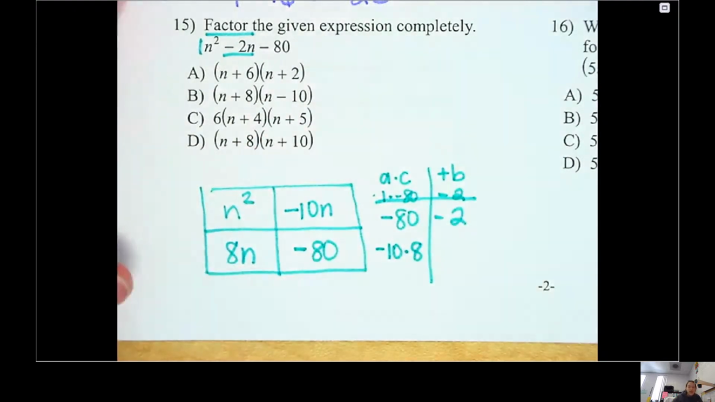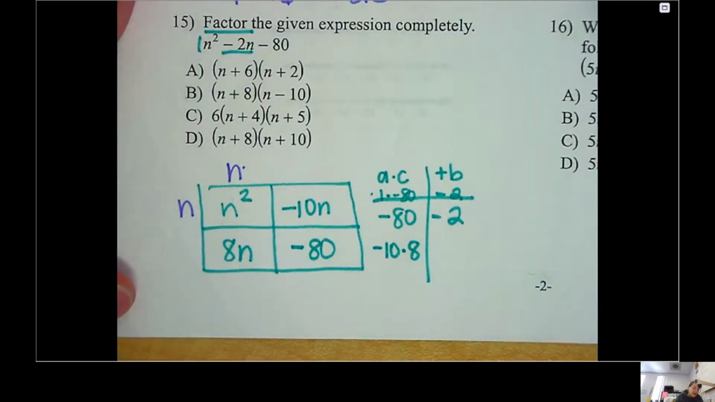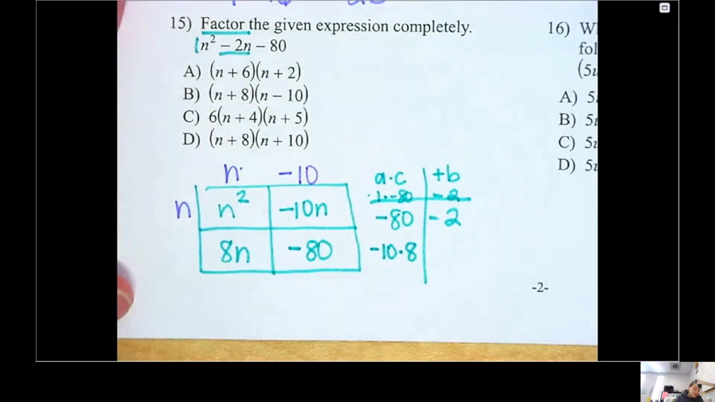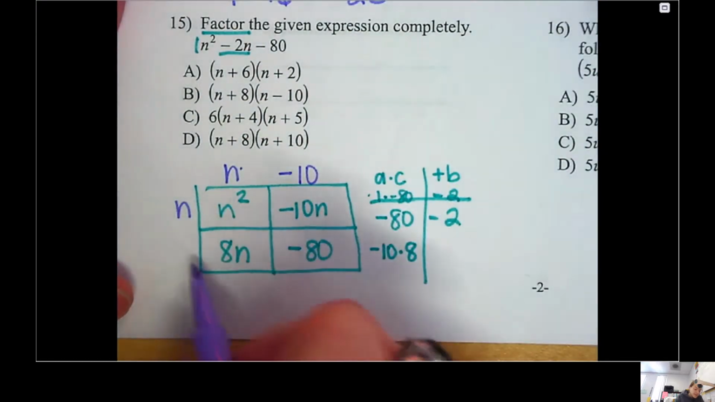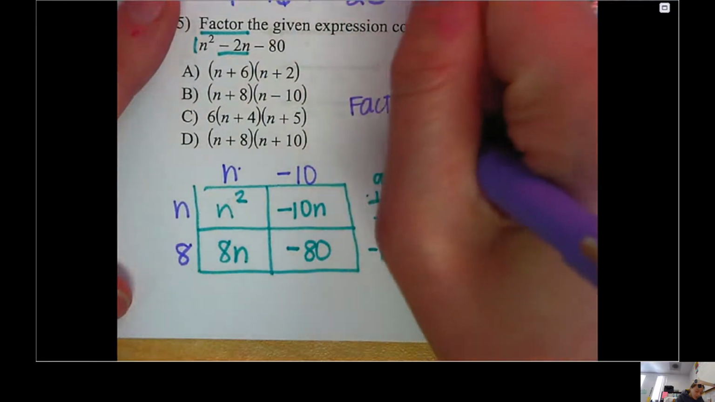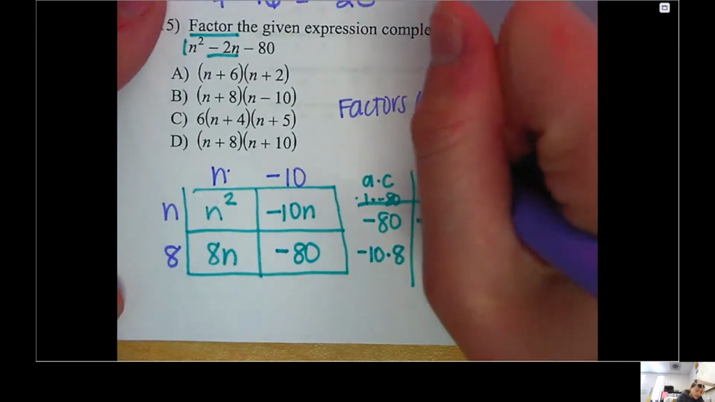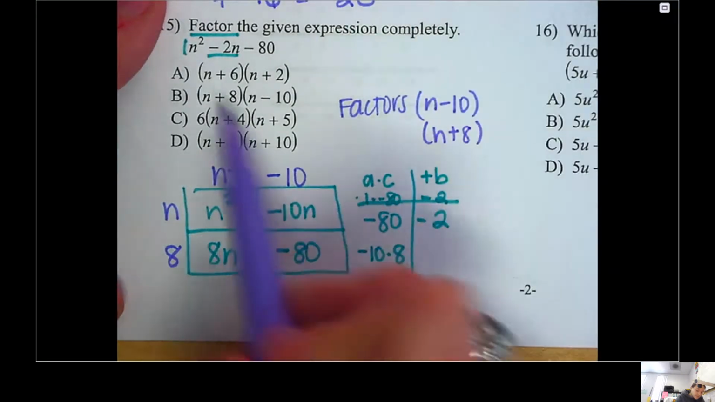And now we figure out the factors. This first one is like the easiest, right? You definitely know it's n times n. Easy peasy. Now, n times what gives me negative 10n? It's negative 10. And n times what gives me 8n? It is 8. So my factors are n minus 10 and n plus 8.